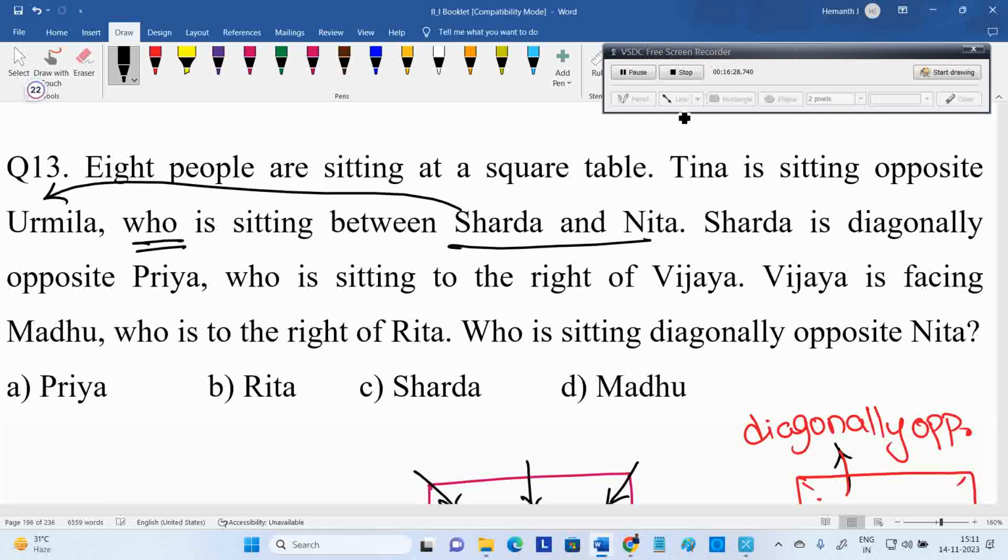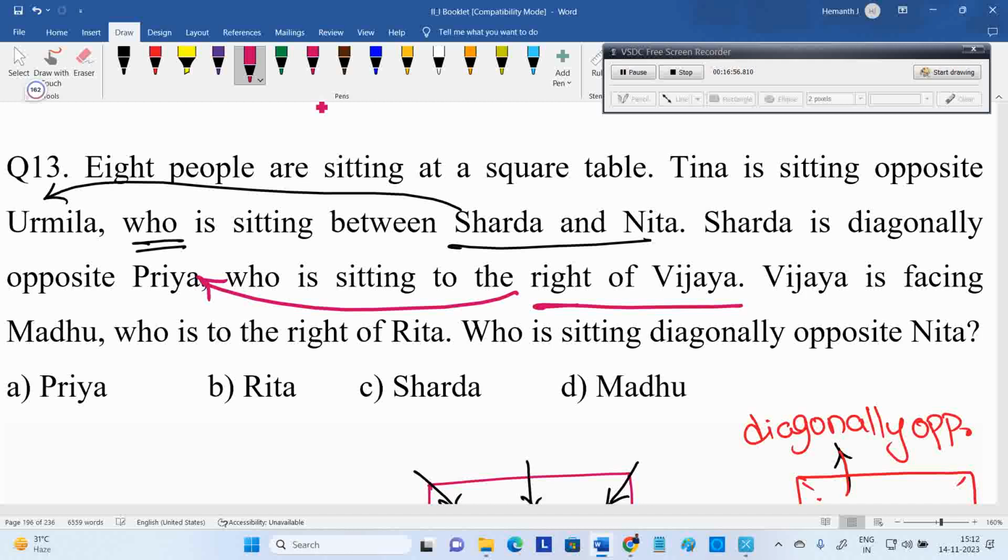Sharda is diagonally opposite to Priya, who is sitting to the right of Vijaya. My dear friends, if you recall, in closed arrangements, right can be taken as immediate right, left can be taken as immediate left. Priya, who is sitting to the right of Vijaya, in closed arrangements, by default we should consider facing towards the center. Equal distance should be maintained. Right means immediate right we can consider.